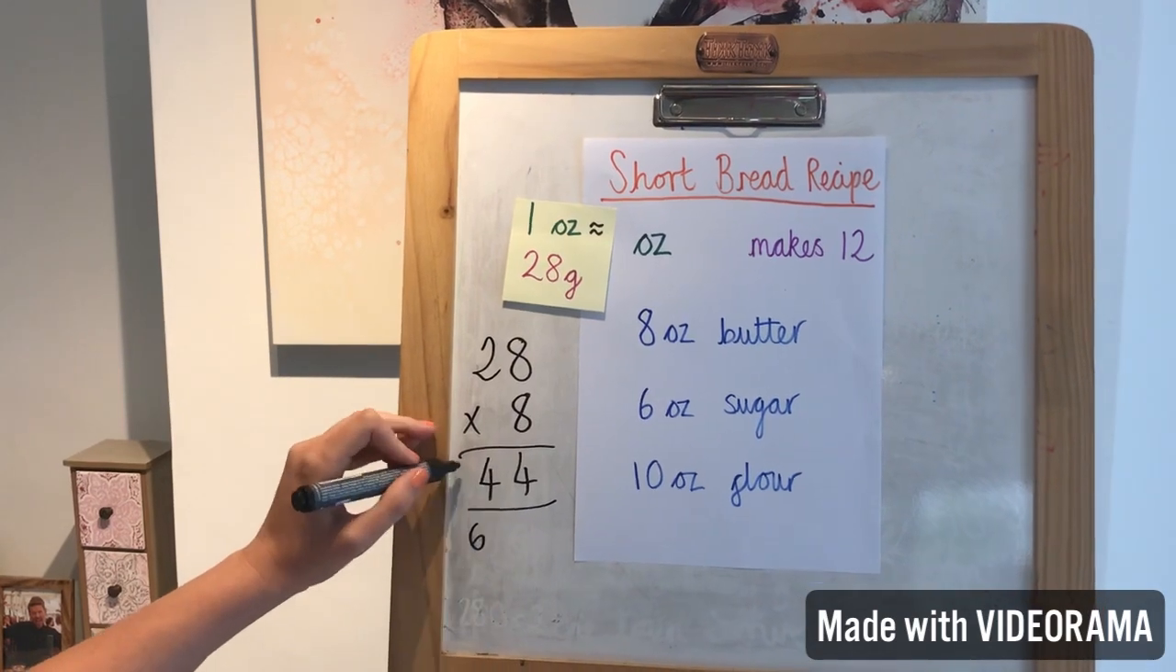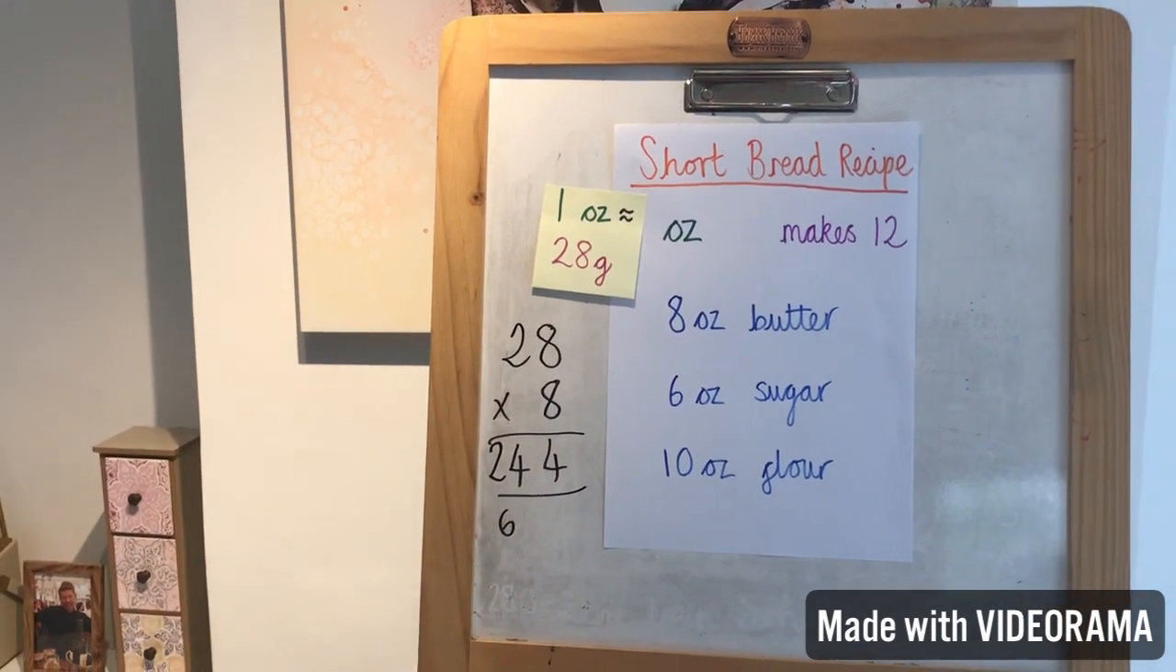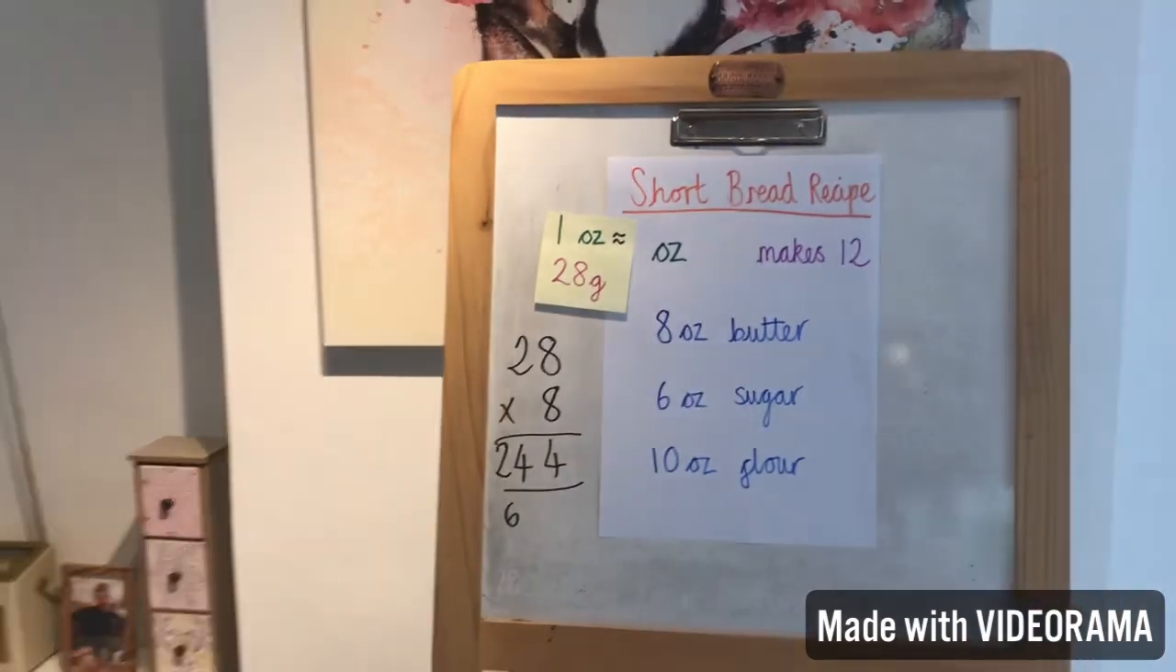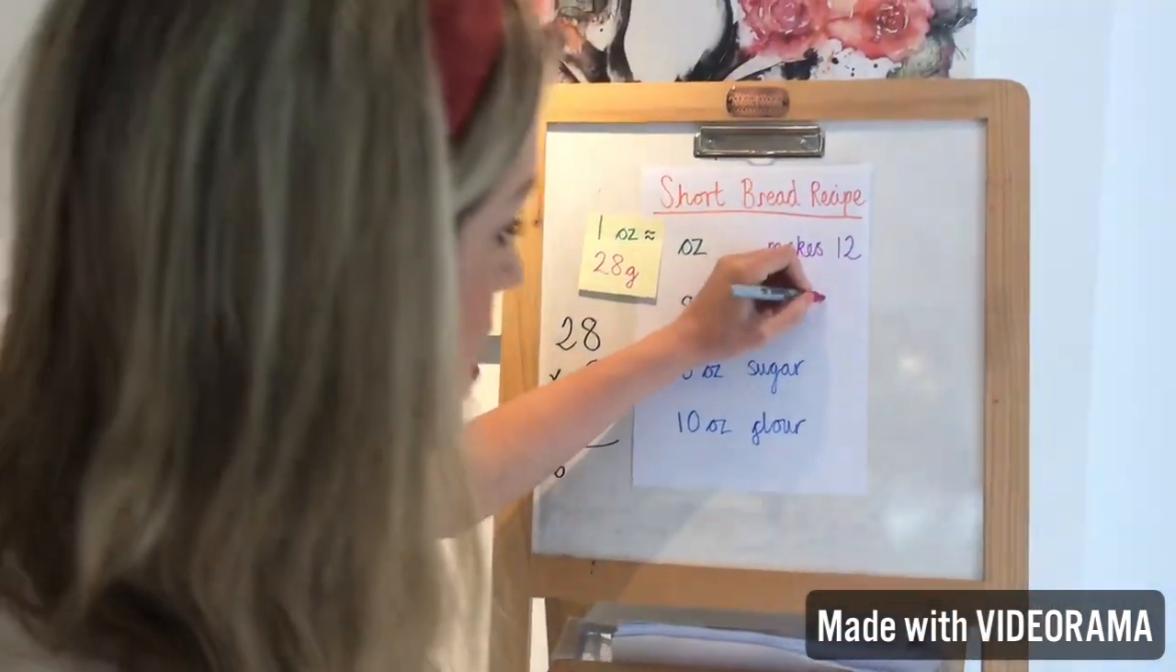Put it in. There we go. So 8 ounces should be 244 grams.